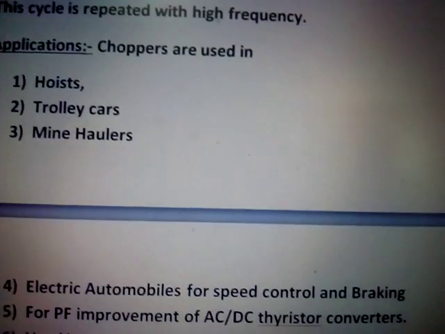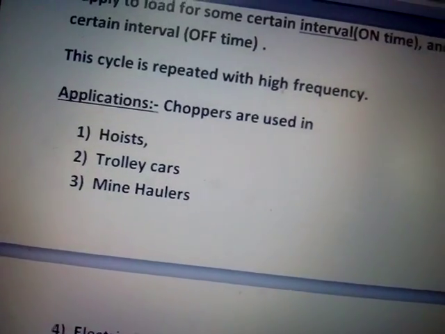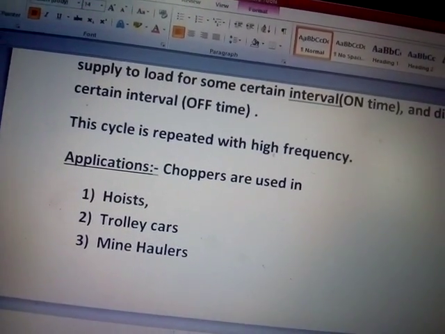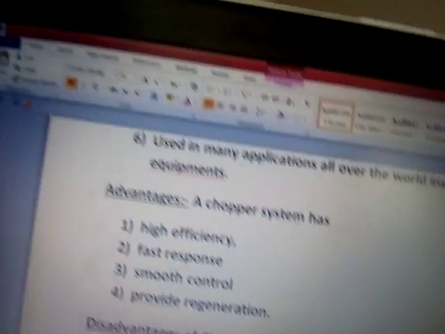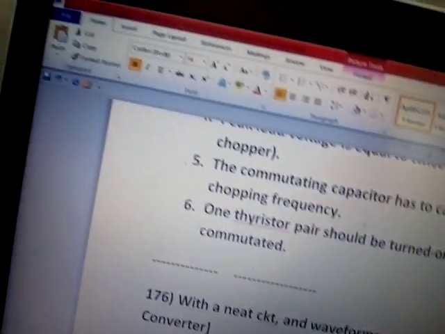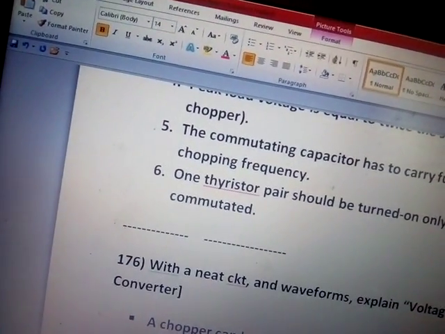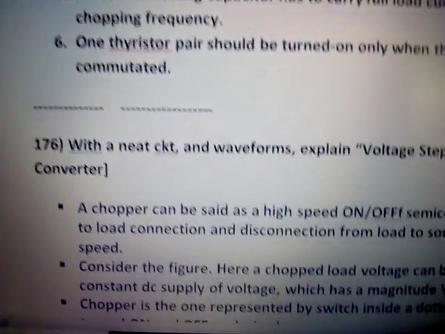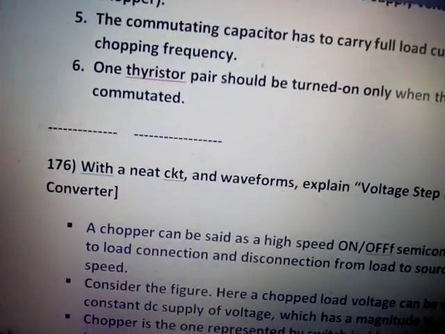Chopping means cutting, like cutting head, chopping the head. So here the supply waveform is cut or taken as pulses.